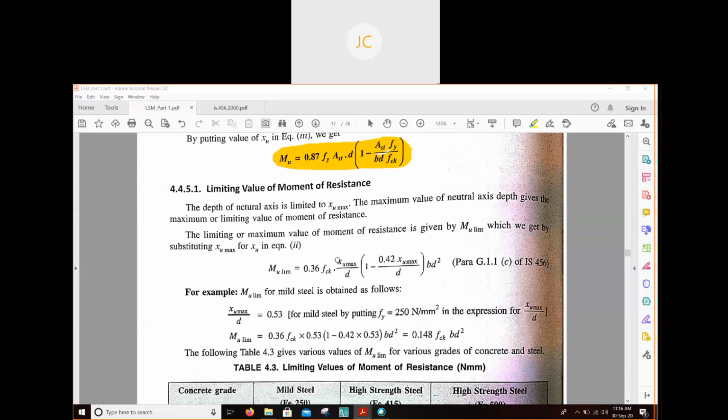Now for different grades of steel, we have this value of Xu max by d. I have shown you the values for Fe415, Fe250 and Fe500. So for different grades of steel, we can modify this formula, Mu lim. For Fe250, Xu max by d is 0.53. If you put this value here, then the formula will become 0.148 fck bd square.